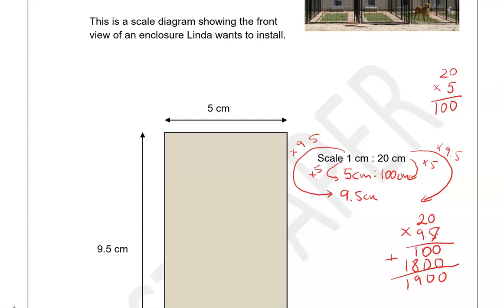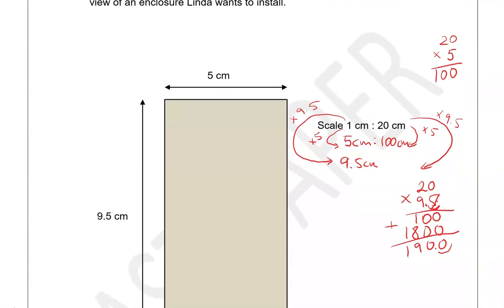How many decimal places do we have? In 20 we don't have any. In 9.5 we have 1 decimal place, so we're going to give the answer 1 decimal place. So going backwards, that's where the decimal point is going to go. So 190 centimeters.